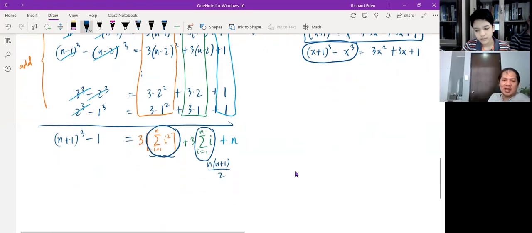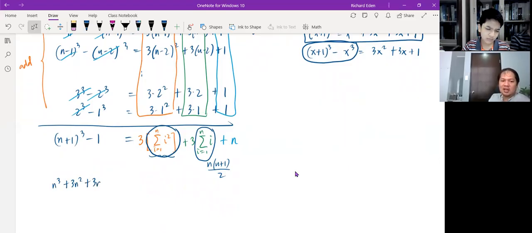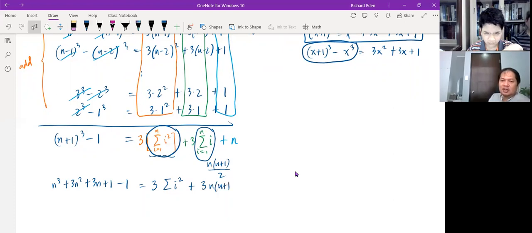Okay, so now here's what we're going to have. On the left side, n plus 1 cubed, so that's n cubed plus 3n squared plus 3n plus 1 minus 1. And then here we have 3 times the sum of i squared. Let's just write it as the sum of i squared, para mas madali isulat. And then plus 3n, plus 1 over 2 plus n. Let's leave this here and move everything to the other side.